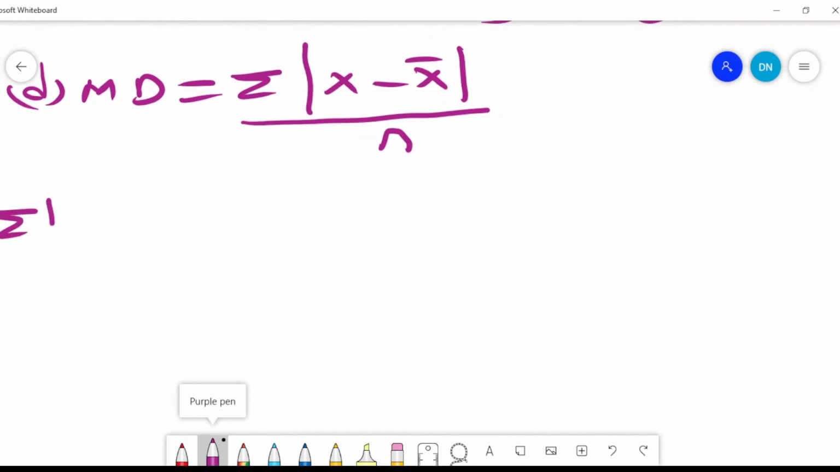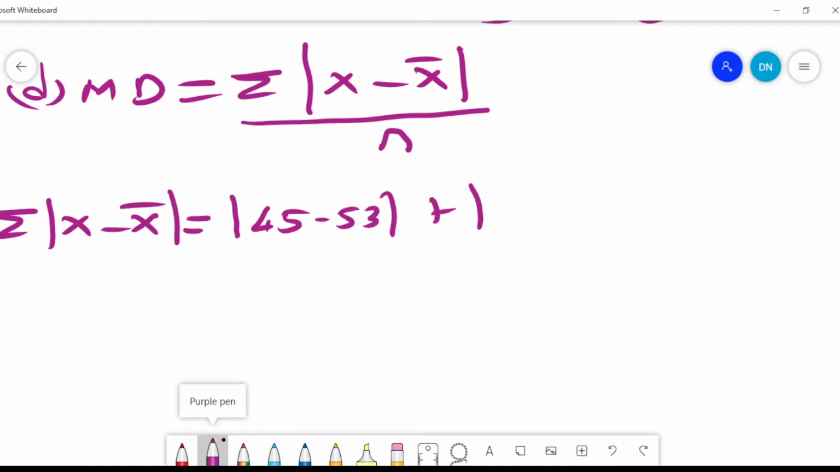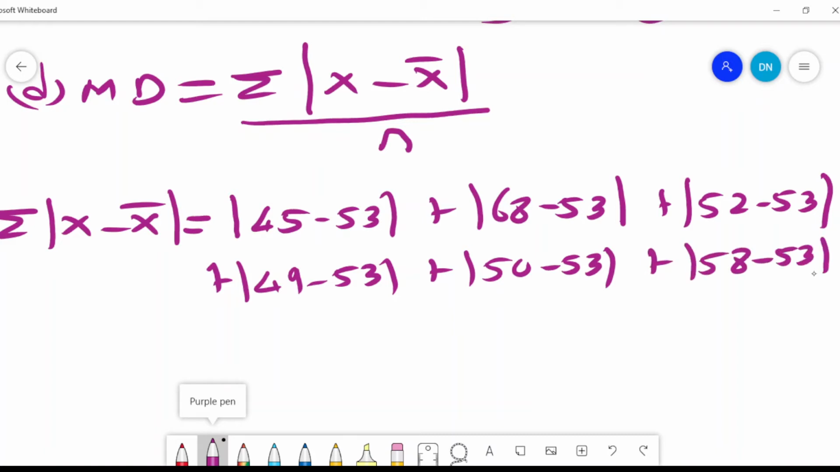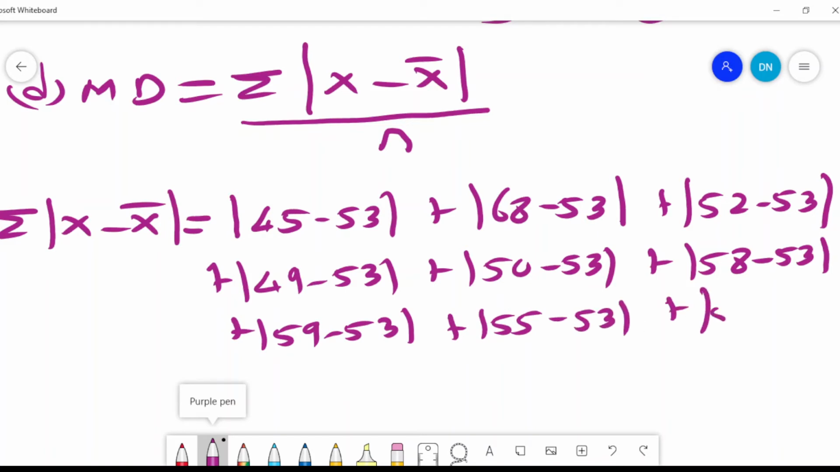So the summation of the absolute value of x minus x bar will be equal to the absolute value of 45 minus 53, plus 68 minus 53, plus 52 minus 53, plus 49 minus 53, plus 50 minus 53, plus 58 minus 53, plus 59 minus 53, plus 55 minus 53, plus 50 minus 53, then plus 44 minus 53.